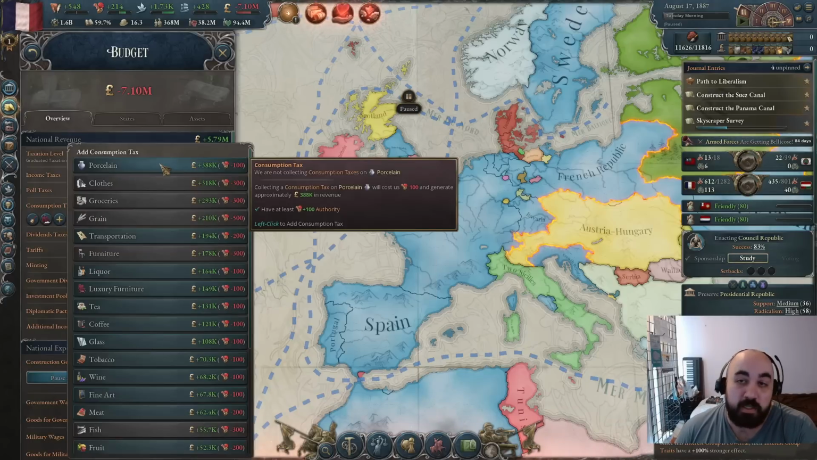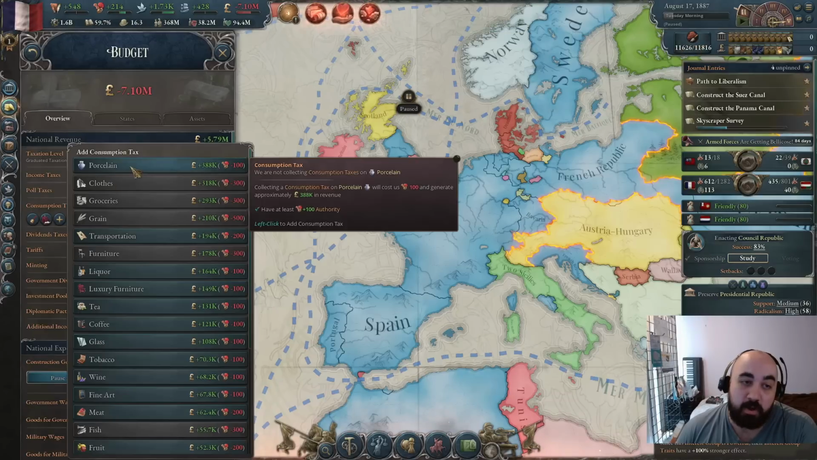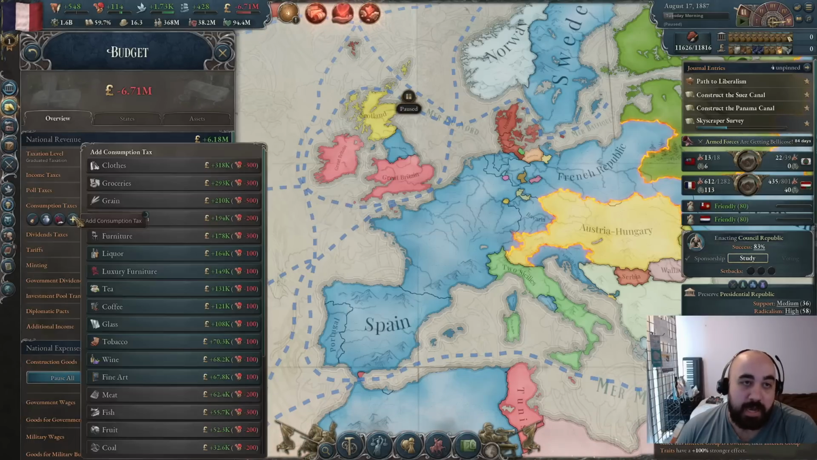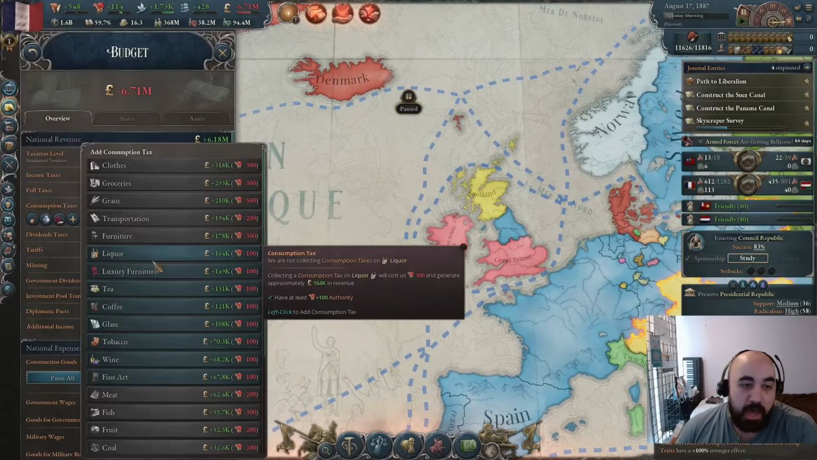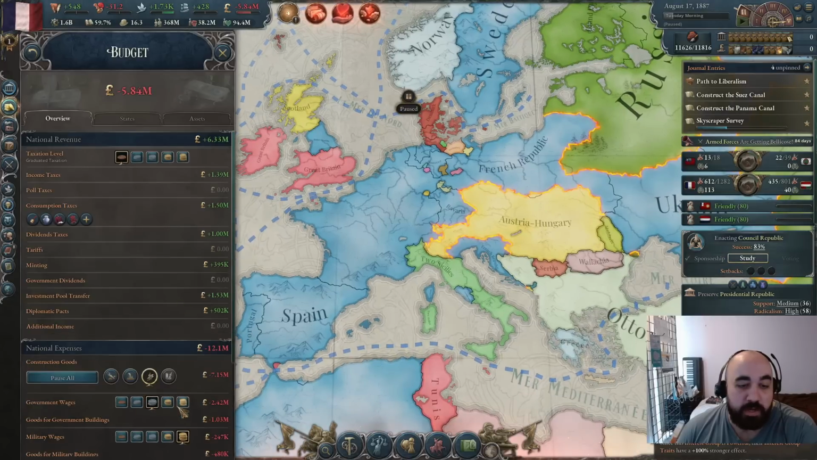Also, notably with porcelain, if you're absolutely blasting construction, porcelain's generally an output along with glass, and so it will be cheaper, and your pops will consume more porcelain. So porcelain is often the most efficient tax in the late game in terms of your authority. And then we are also going to do the luxury furniture tax, and then we will reduce this. We had raised it up so that we could add more consumption taxes.